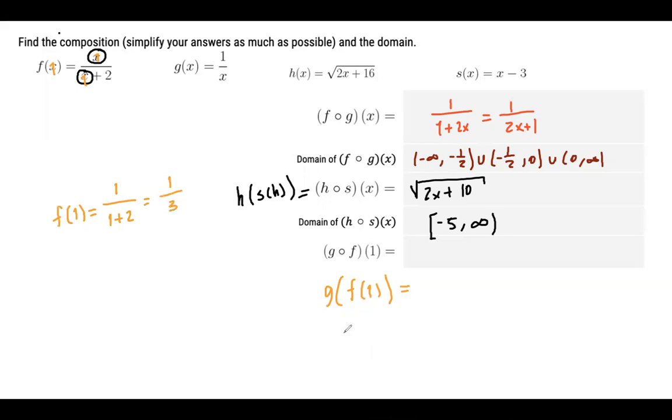So if f of 1 is 1/3, that means that g of 1/3 is the final evaluation. So basically this function now is taking 1/3 as an input. That is 1 divided by 1/3. So that's basically having 1 times 3 and 1 times 1. It would be 3.